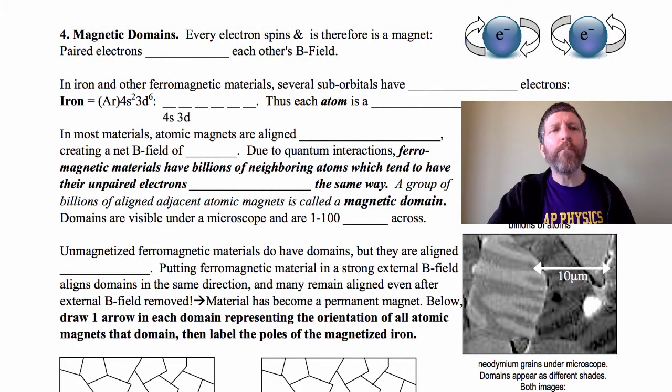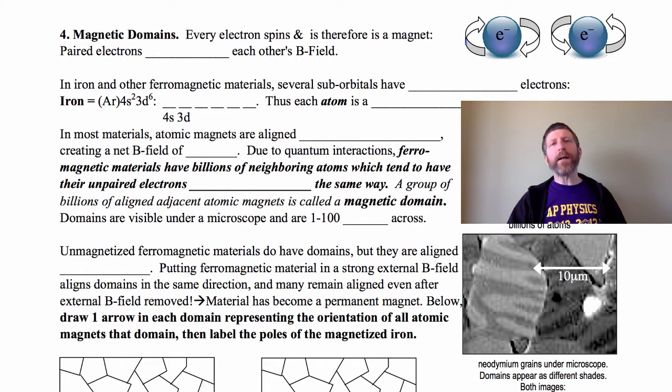Now we can talk about magnetic domains. Magnetic domains are what make permanent magnets, and without them, we would have no permanent magnets. They are present in all materials which are ferromagnetic. We have to start with understanding that every electron spins.